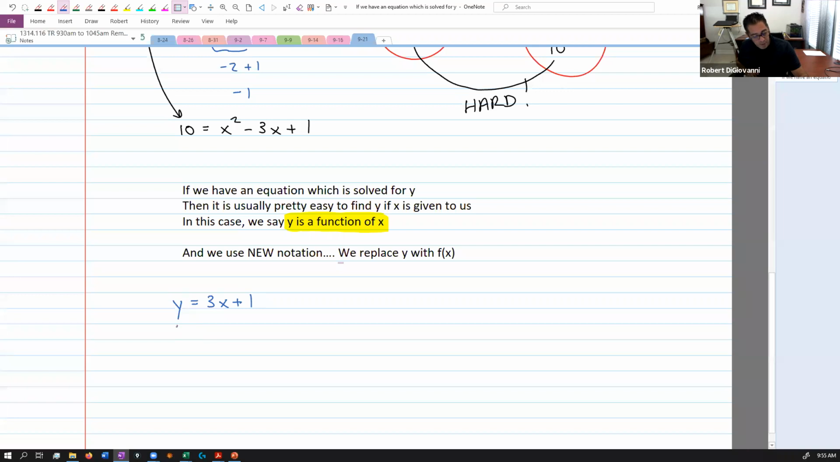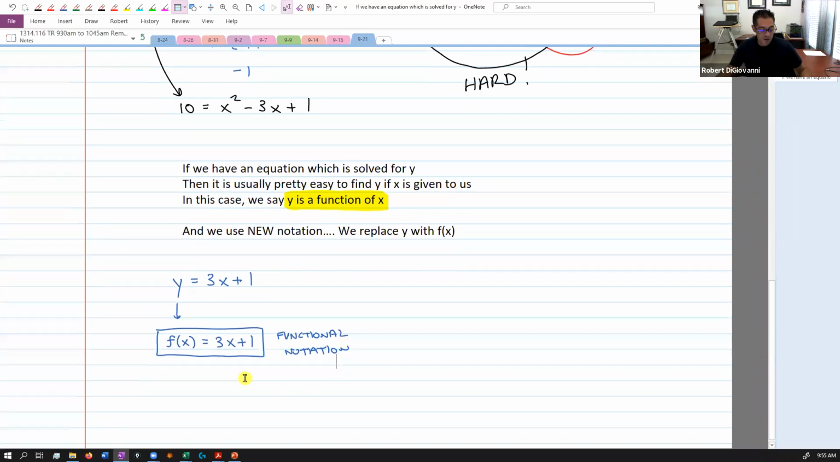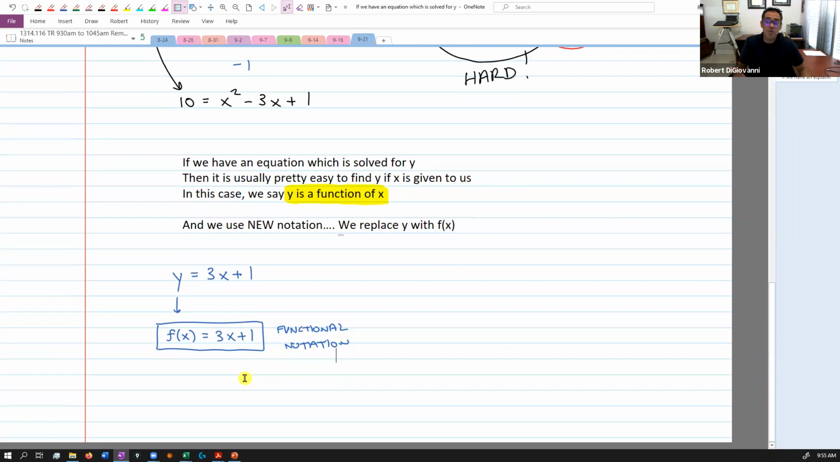What I'm going to do is replace the y with this symbol, f with a parenthesis around an x like that. This is a new notation that we use. It's called functional notation. And what's nice about functional notation is that now if I want to tell you to plug something in, it's very easy for me to tell you to plug something in.